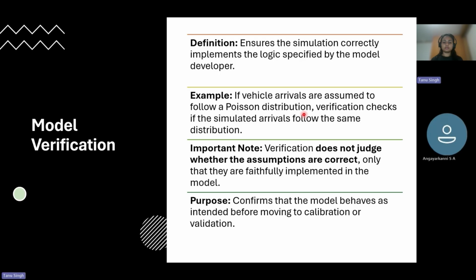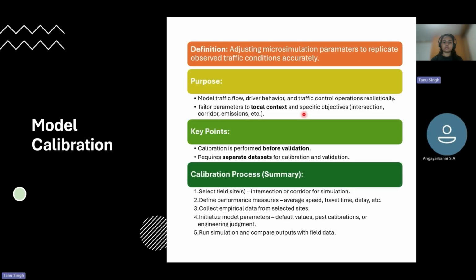So after verifying whether it actually implements the logic that has been set by the developer or not, we go to the next step, that is calibration. Calibration is essentially about adjusting the microsimulation parameters so that the model replicates observed traffic condition as closely as possible. So why do we calibrate?